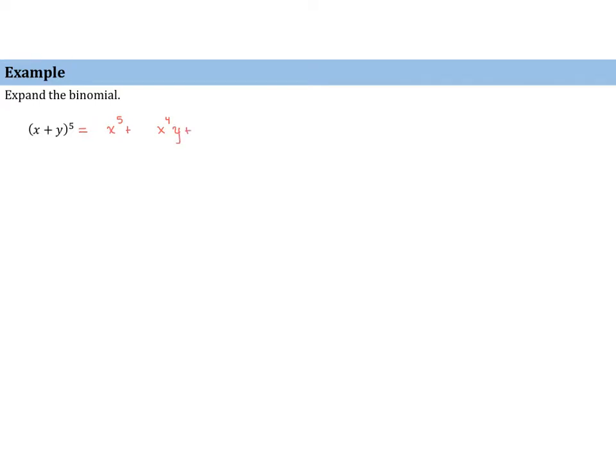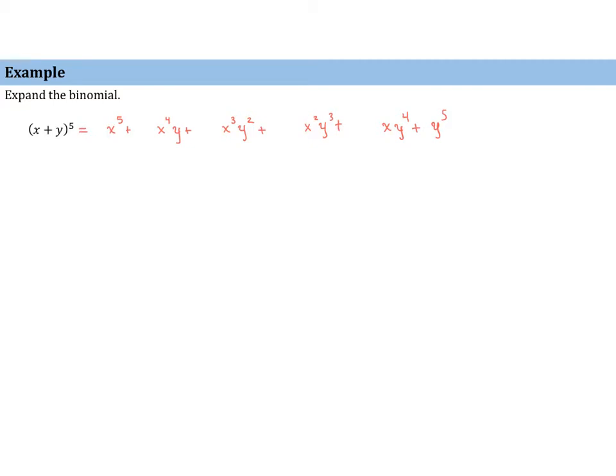Leave some space for the coefficient, and then we'll lower the power on x, raise the power on y, plus, leave some space, x squared y cubed, plus, and now leave some space. We're down to just x to the first and y to the fourth, plus, and now we finally have just y to the fifth.